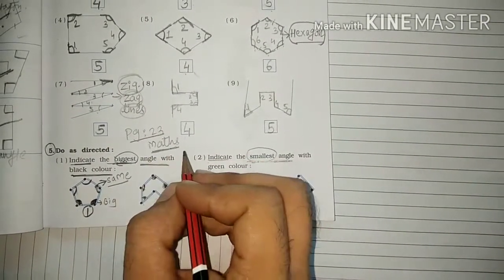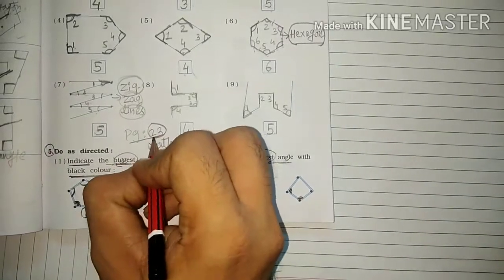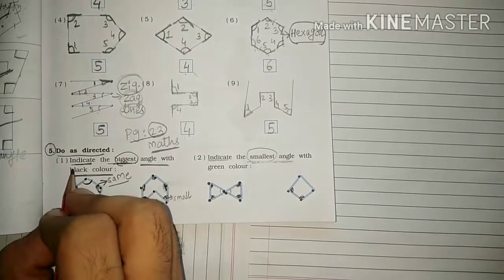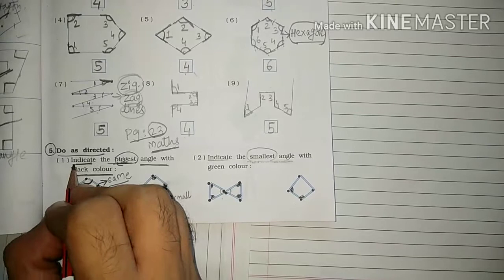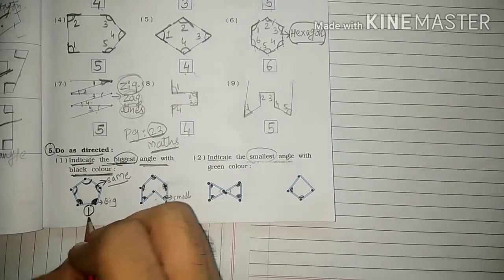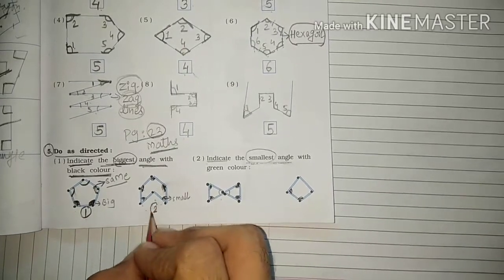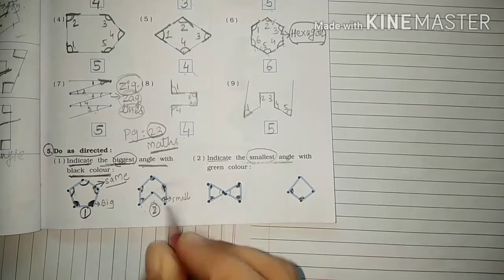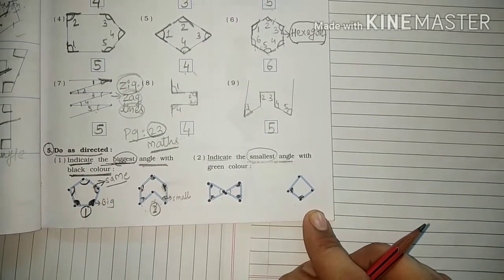So today we are going to discuss on page number 23 a new topic, do as directed. Now here students, what the question says, indicate the biggest angle with the black color. Now here is the first figure, here is the second figure. I have to indicate it down. मुझे indicate करना है कौन सा angle biggest होगा.